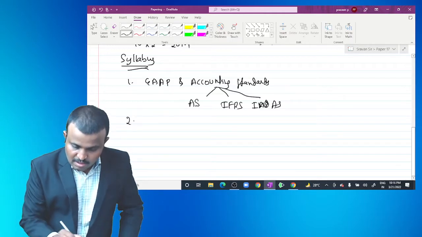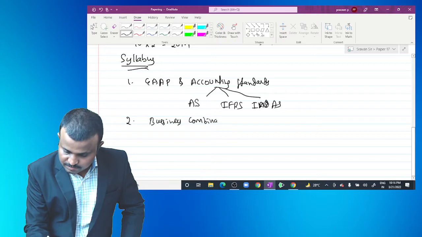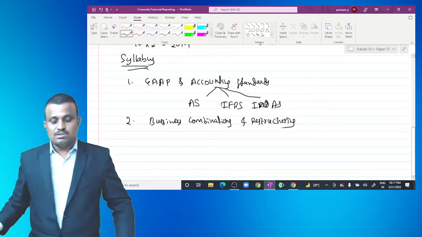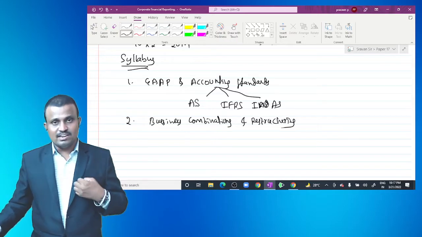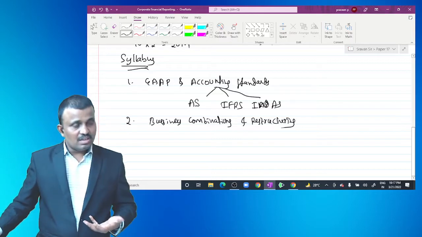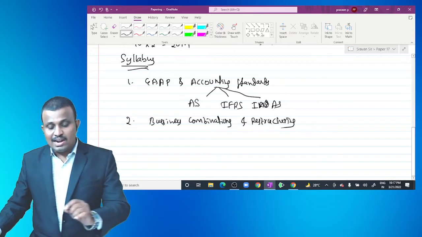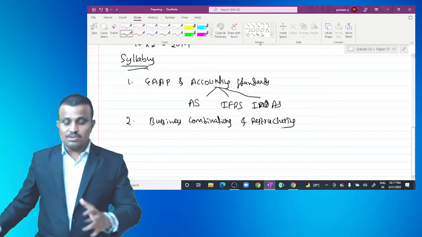Then coming to the second one, business combinations and restructuring. In this topic, we are going to discuss accounting for amalgamation, merger, and demerger, and how to calculate the goodwill or purchase consideration, etc. And coming to internal restructuring and reconstruction, we are going to discuss that.